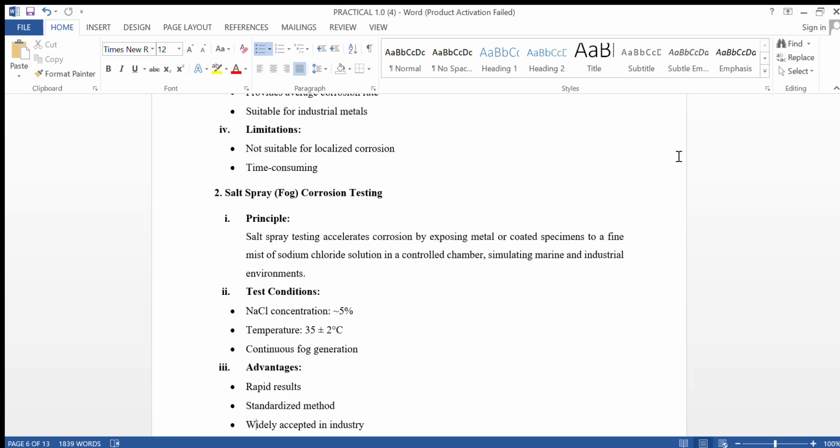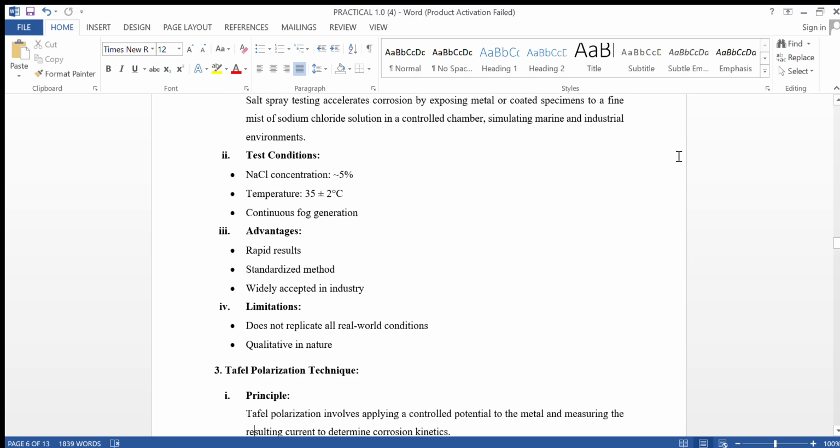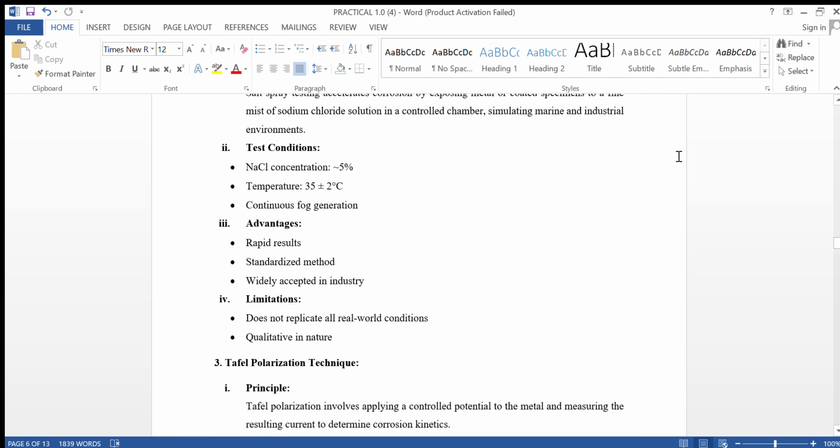Continuous fog generation. Advantages: rapid results, standardized methods, widely used and accepted in industries. Limitations: it does not replicate all real-world conditions and is qualitative in nature.